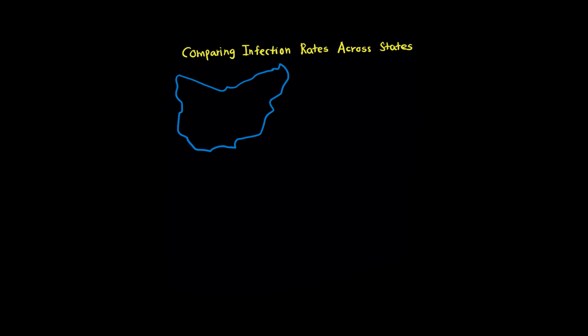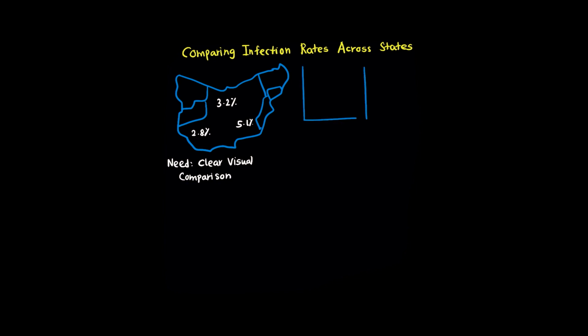Choosing the right data visualization for healthcare presentations is both an art and a science, so let's explore why bar graphs excel at comparing infection rates across states. When you're presenting quality data to leadership or stakeholders, you need instant visual clarity. Line graphs are fantastic for showing trends over time, like how infections changed month by month, but not for comparing different locations at a single point.